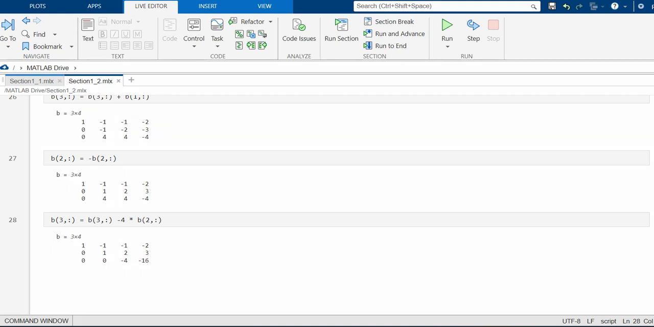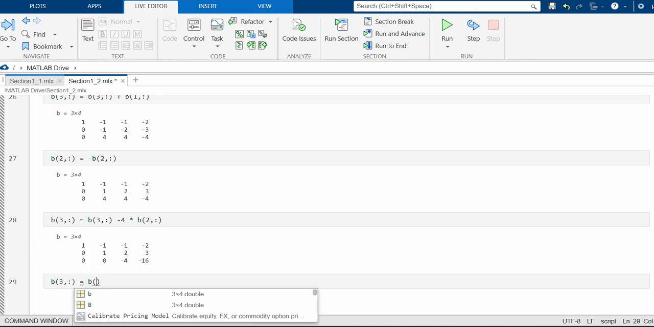So that worked. Am I done? No, I need a +1 here to be in REF form. That's not too bad because both numbers in the third row are divisible by 4. So I can just say, hey, I want row 3 to be equal to row 3 divided by 4. And you know what? I'm going to divide by -4.